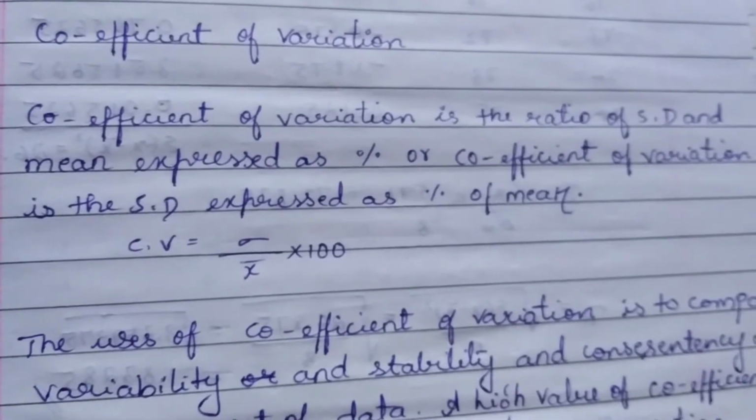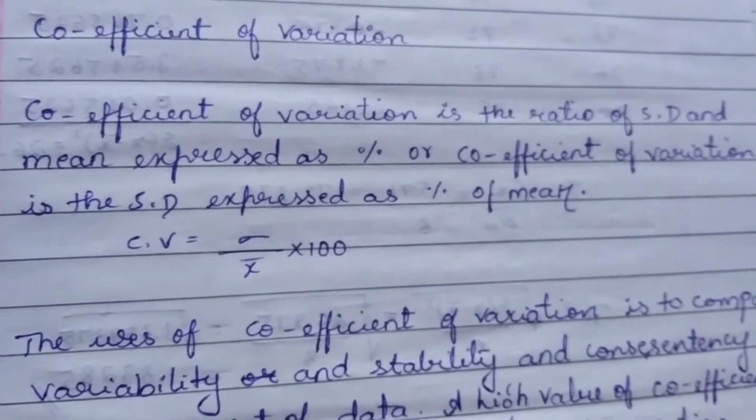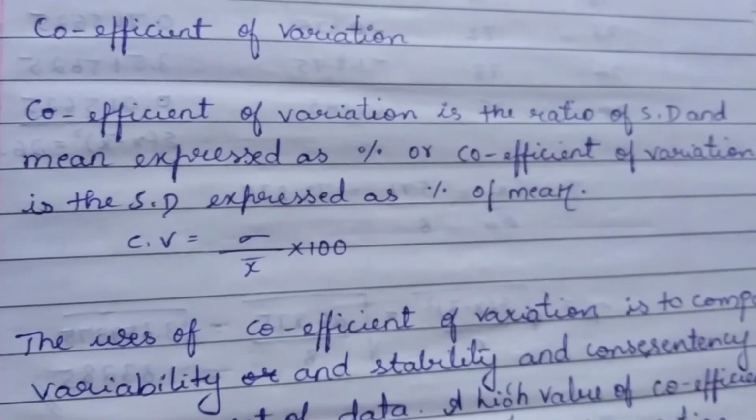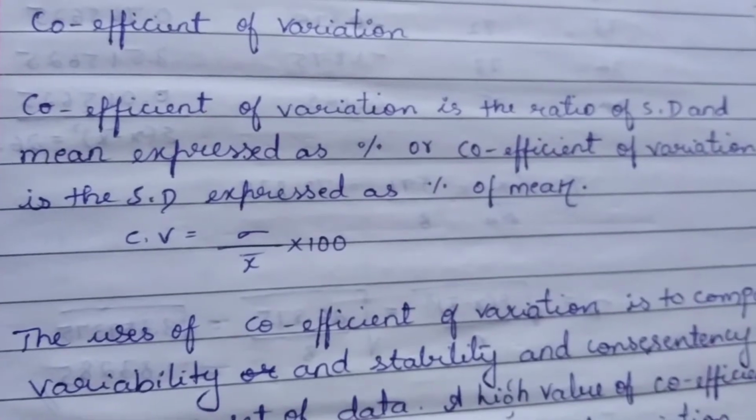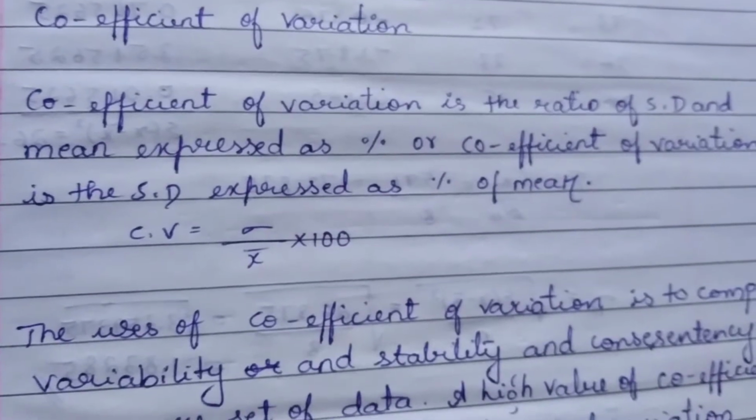The formula goes like this: coefficient of variation, that is CV, equals standard deviation divided by mean, that is sigma divided by x bar, into 100. So the percentage is signified by the 100 over here.